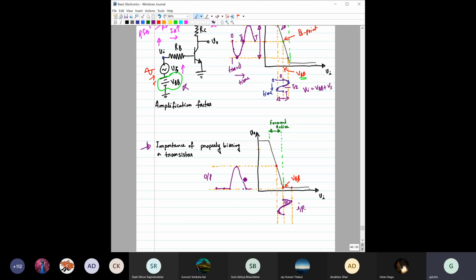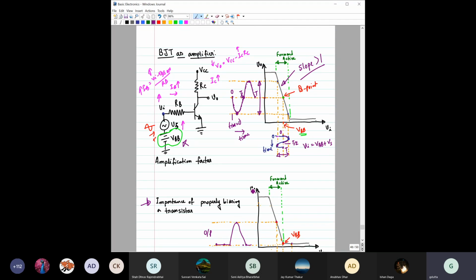In the same token, you can also think that if there was no VBB, right, then this Q point would be somewhere near to this here, right? And then you have only this positive half and negative half. Then for this positive half up to this 0.7 volt, you are not getting anything. Then after that only you will get some output. So that is the reason why any amplifier will not work until and unless you bias the transistor properly.